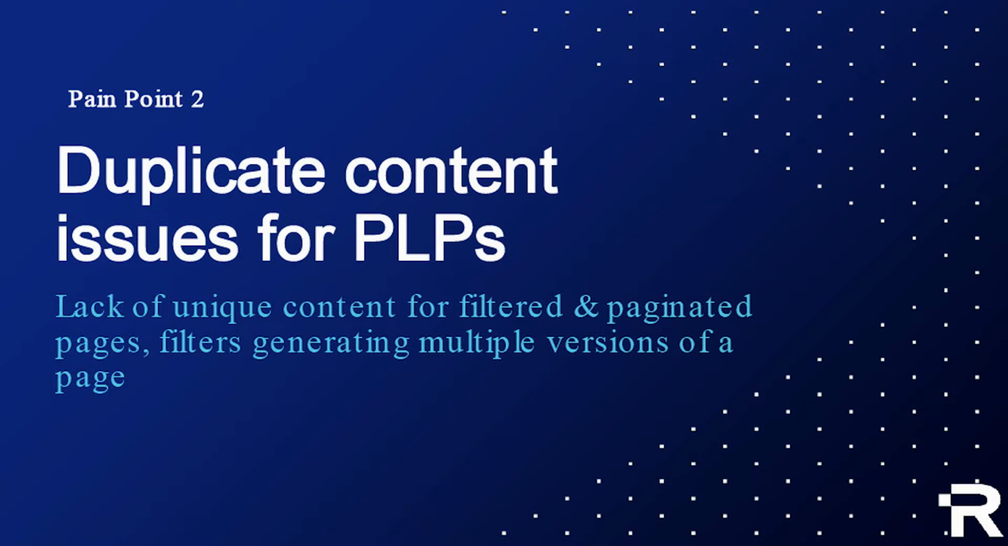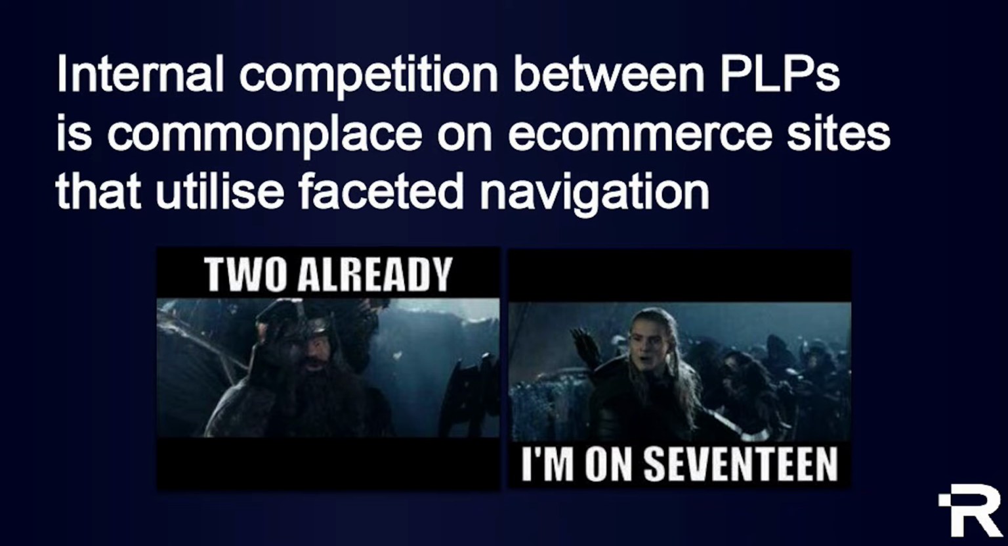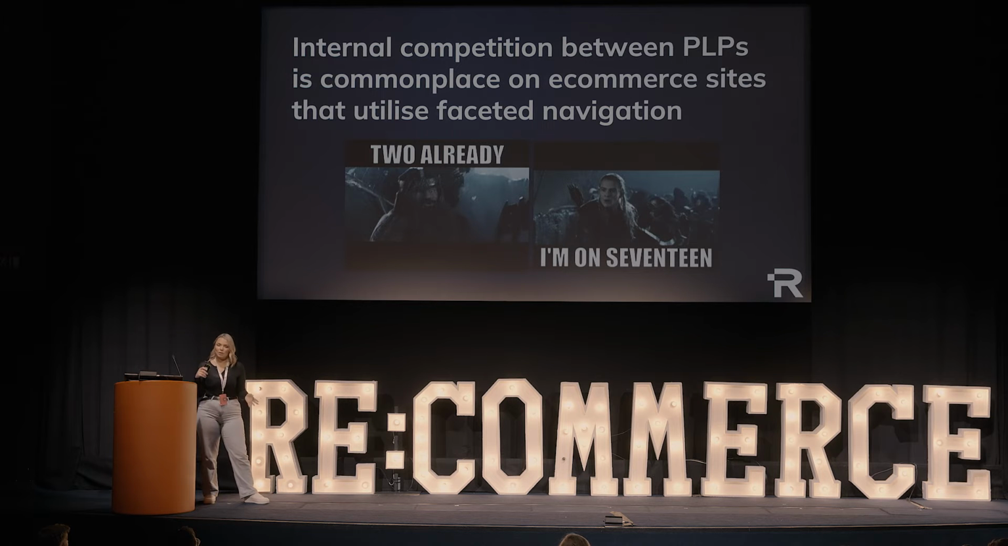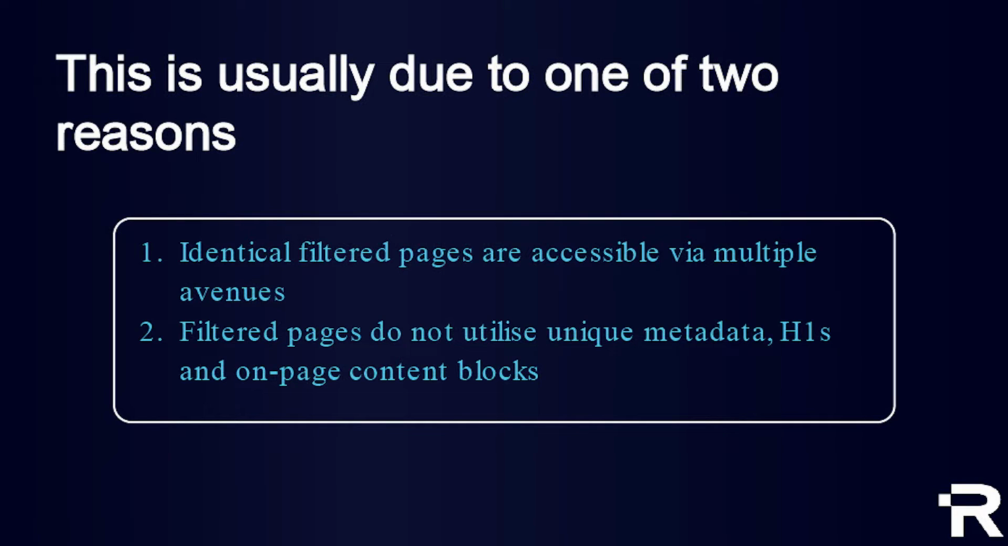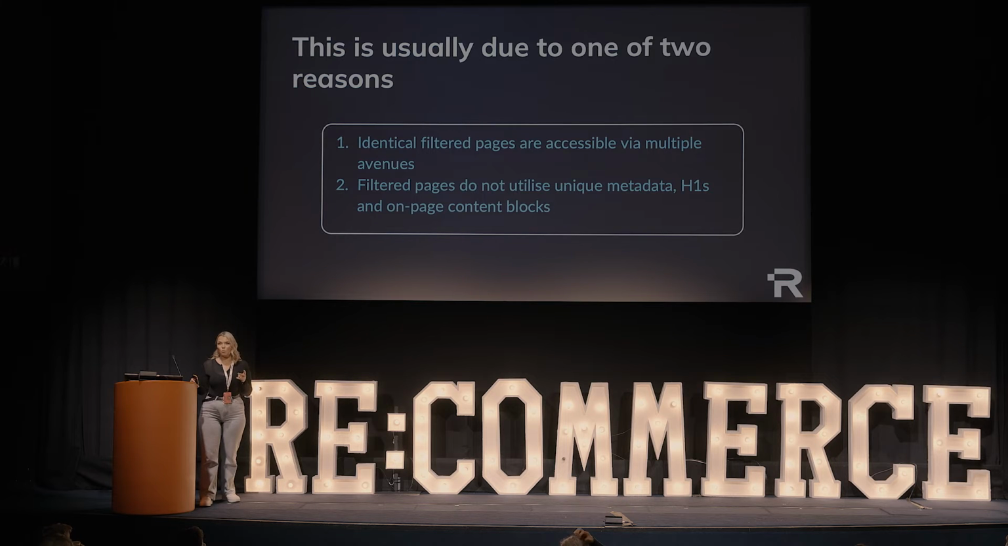On to pain point number 2. This is duplicate content. I'm pretty sure this is going to be a big one for a lot of people. Internal competition between your category pages is pretty common on e-commerce sites, a little bit like the rivalry between Legolas and Gimli in Lord of the Rings. And it's usually due to one of 2 reasons. Either you've got identical filtered pages accessible via multiple different avenues, or you're not using unique metadata and on-page content on your category pages.